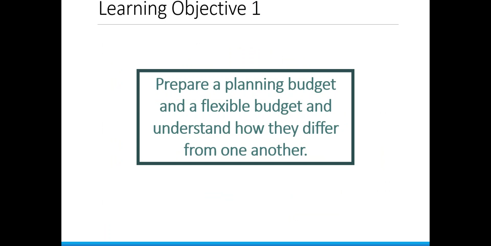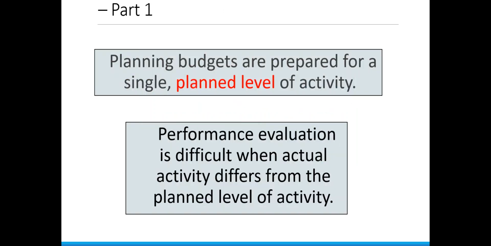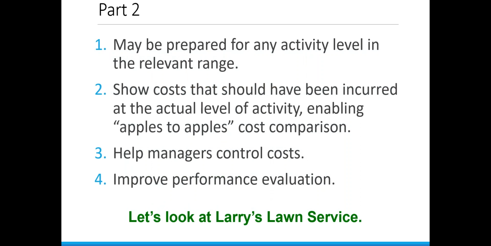So we want to start with a planning budget and a flexible budget to understand how these two are different from each other. Most places start with a planning budget. We have one planned level of activity that we're aiming to achieve. When we base our budget on one planned level of activity, it may be a little more difficult to measure, especially when our activity level does not match what we planned. So we may be prepared for any activity.